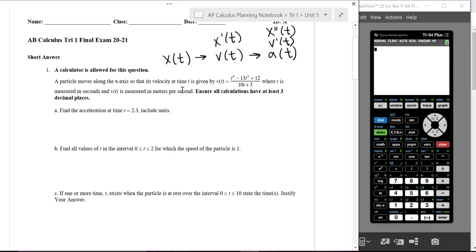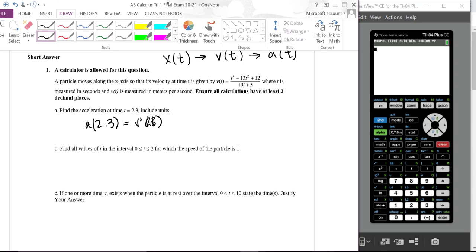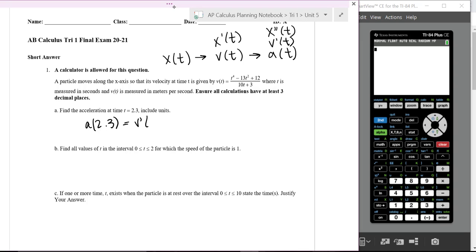It asks for the acceleration at time t equals 2.3. So we want to know a of 2.3, which is the same thing as v prime of 2.3. Because I'm allowed to use my calculator, let's use it. It also says include units, and it tells me that I'm originally in meters per second. So I'm going to write meters per second squared here because I'm looking at acceleration.